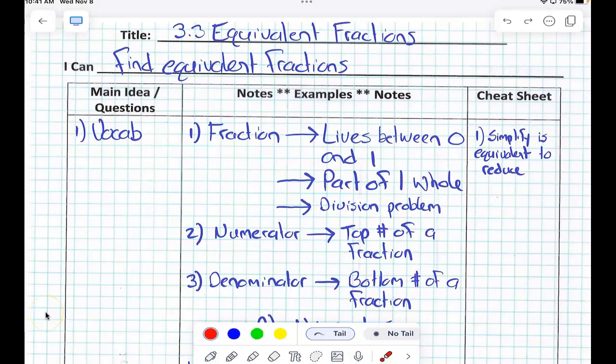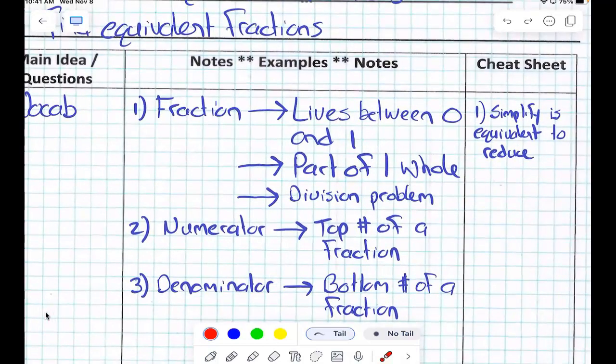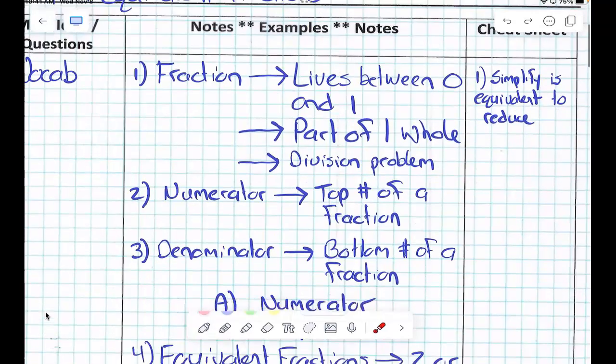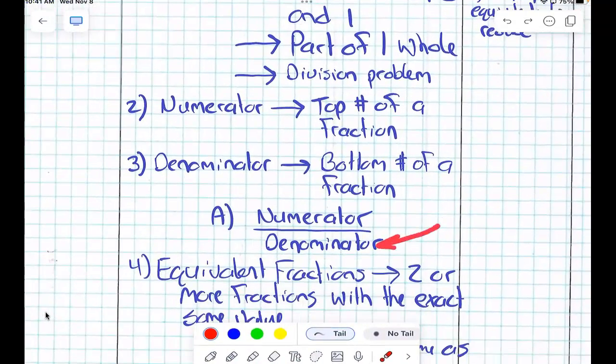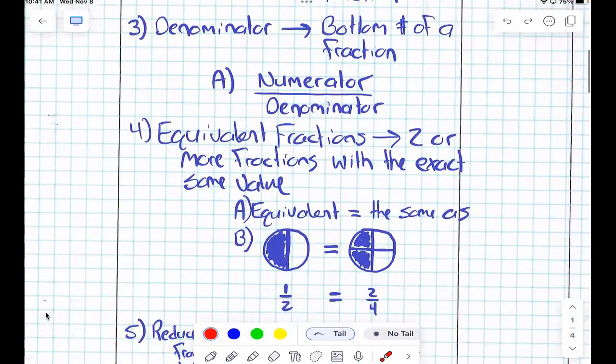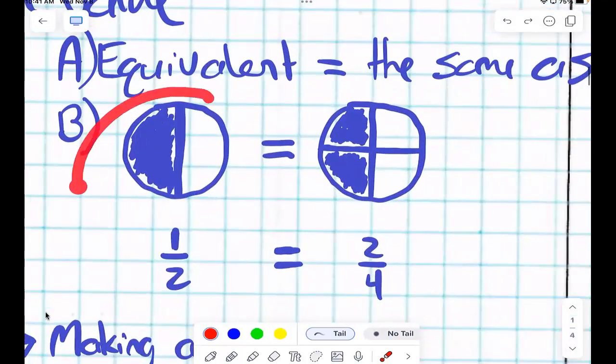3.3 equivalent fractions. Can you find equivalent fractions? All right, some questions for you. Fractions, where do they live? They live between 0 and 1. Fractions are part of... So 1 whole would be like the number 1, right? Yeah. And then a fraction is nothing more than a basic division problem. What is the top number of a fraction called? Numerator. What's the bottom number of a fraction called? Denominator.